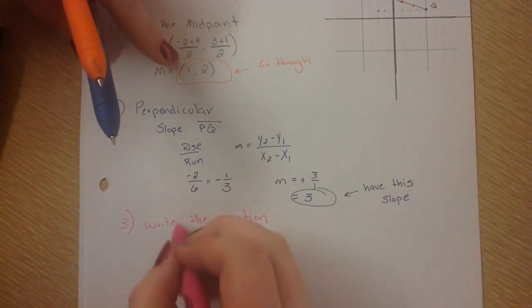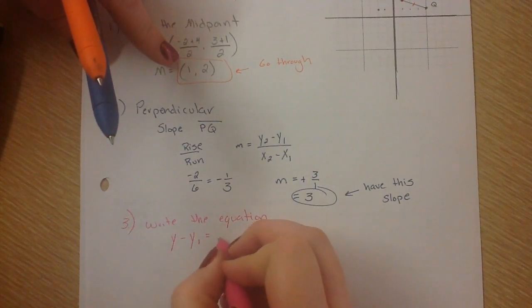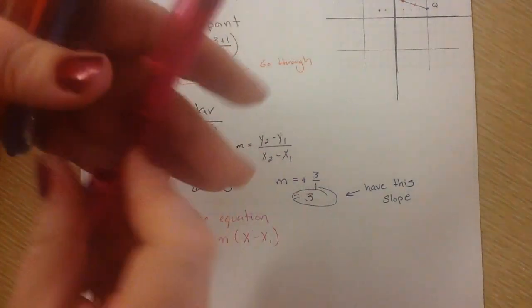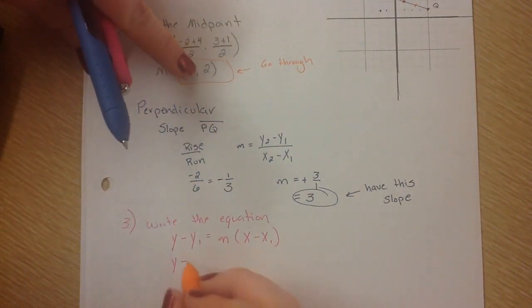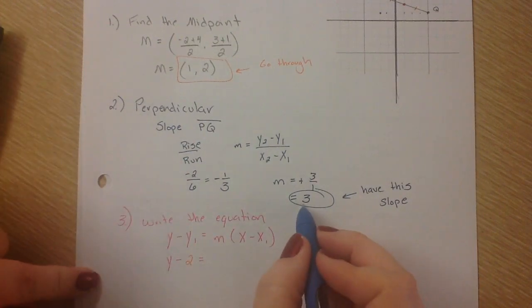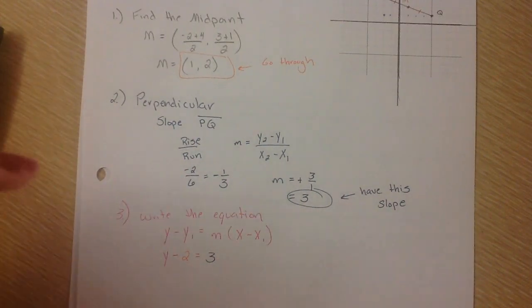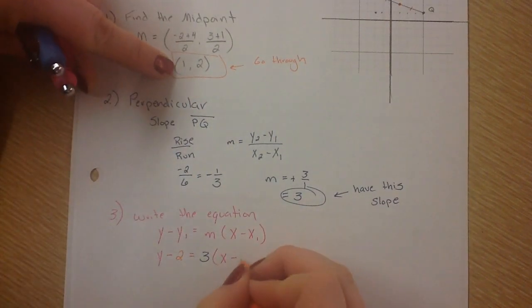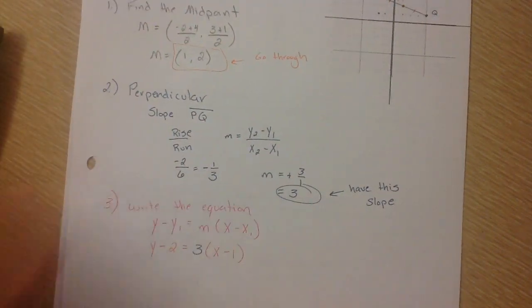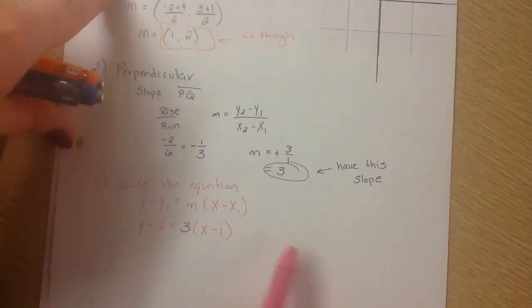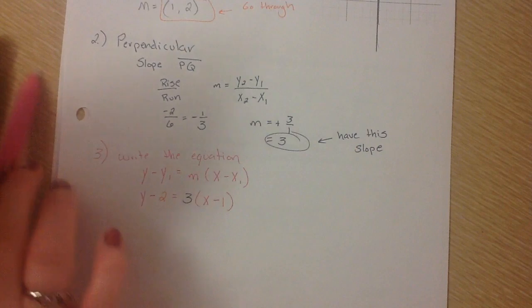Write the equation. I have a point and I have the slope, so I'm going to use point-slope form: y minus y1 equals m times x minus x1. So I'll have y minus, my y1 being the y of the point I want to go through, 2, equals my slope, which we decided is 3, times x minus my x1, which is 1. My slope came from the negative reciprocal of the slope of PQ, and my point was my midpoint. Now we just simplify.